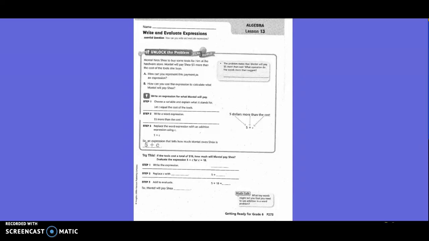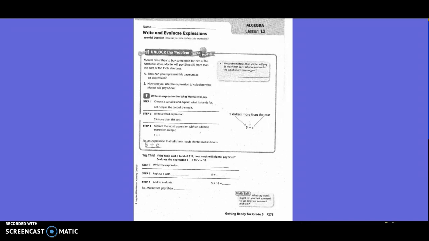Fifth grade, getting ready for sixth grade. Write and evaluate expressions. Unlock the problem. Montel hires Shay to buy some tools for him at the hardware store. Montel will pay Shay $5 more than the cost of the tools she buys. How can you represent this payment as an expression?